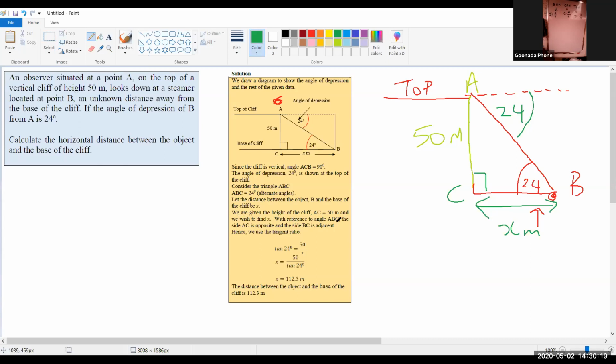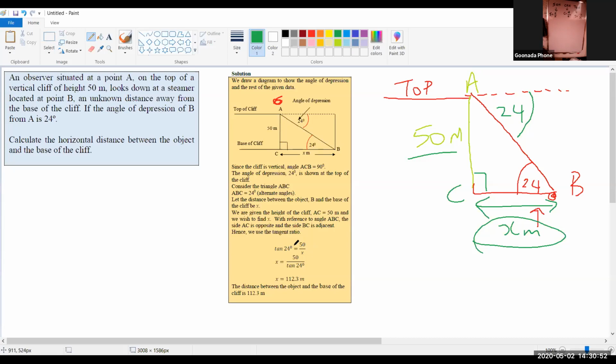With reference to angle ABC, the side AC is opposite and the side BC is adjacent. Are you all seeing that? This is opposite and BC is adjacent. This is adjacent. So we have to use tan because tan is the only one that considers opposite and adjacent. So tan 24 degrees is equal to 50, which is the opposite, over the adjacent, X.